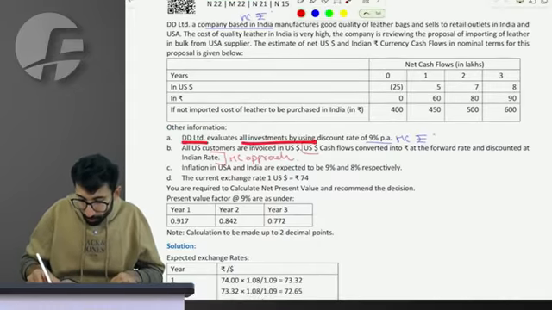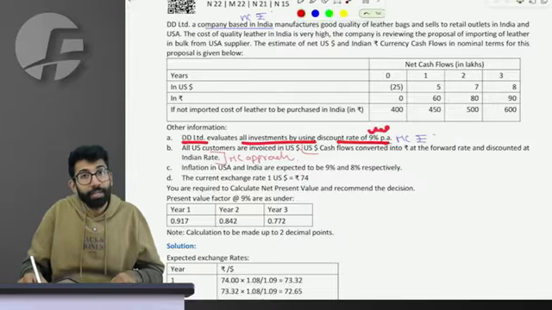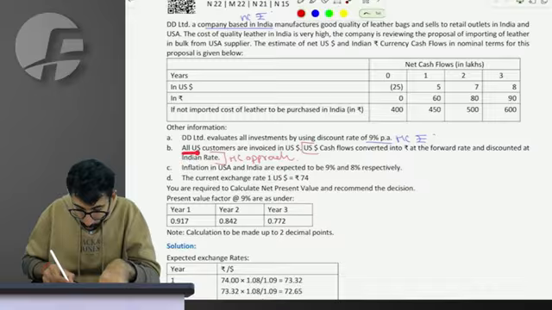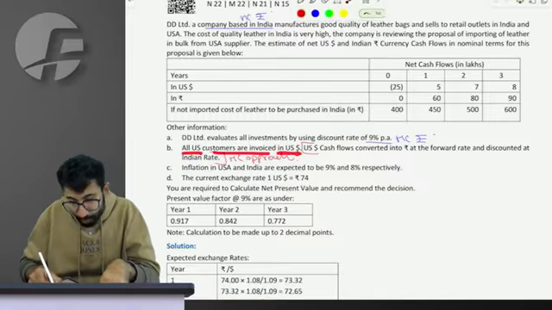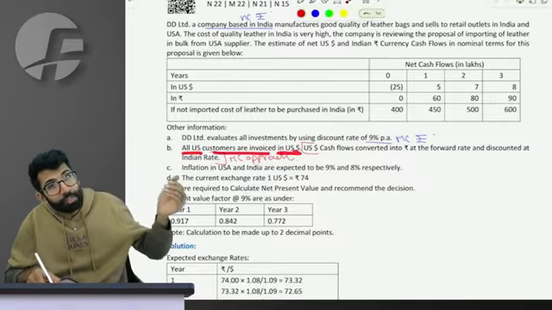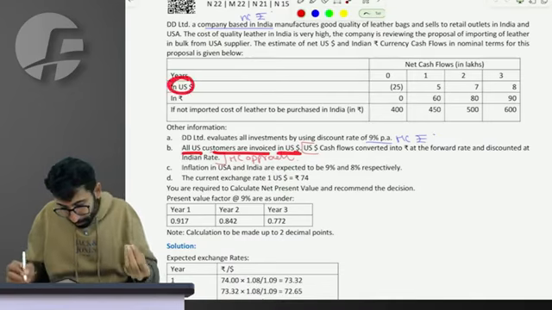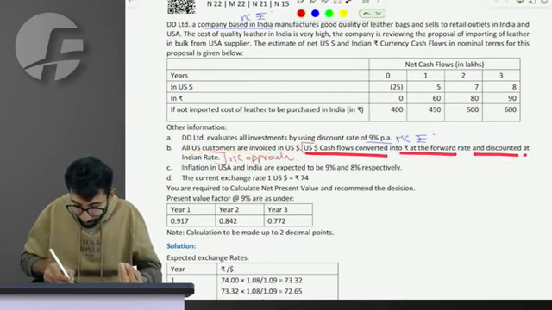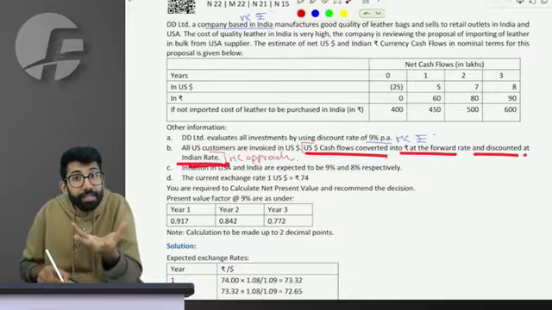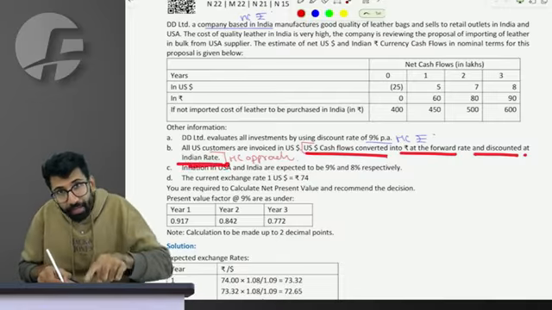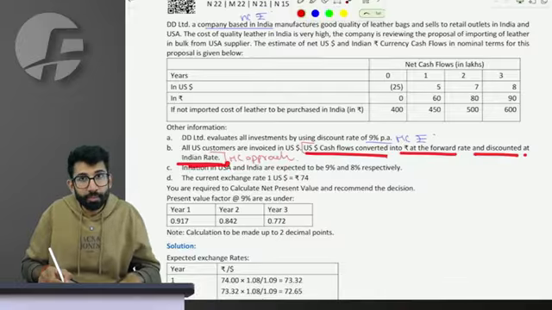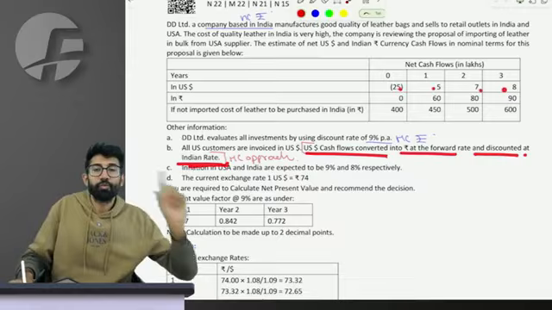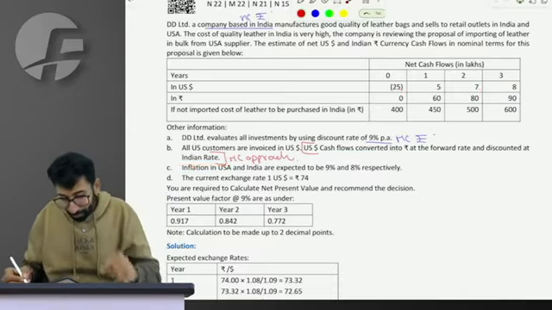DD evaluates all investment at a discounting rate of 9%. Your home currency discounting rate is 9%. All US customers are invoiced in dollar. Obviously, we are invoicing them in dollar, which is why the cash flows are in dollar. US cash flows are converted to rupee at forward rate and discounted at Indian discounting rate. Means we want to follow home currency approach, where all these dollars are first converted to rupee. Then I have all the cash flow in rupee and then I calculate rupee NPV.